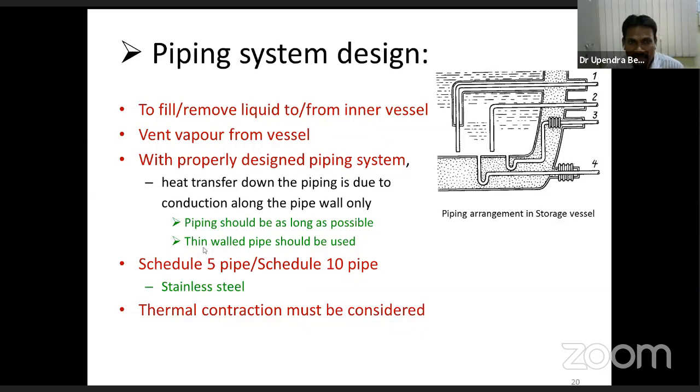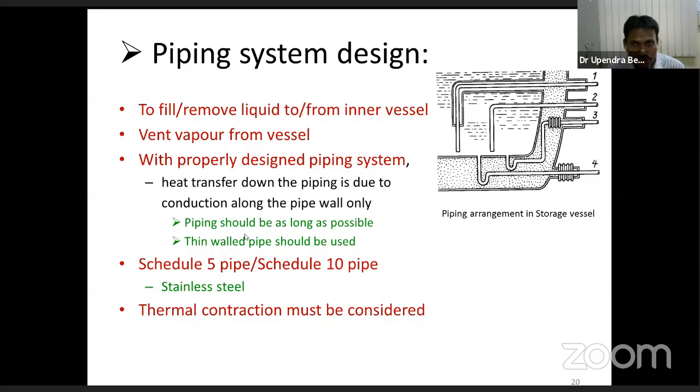And you can see that this piping should be as long as possible so that your heat transfer is minimized, meaning the thermal resistance should be high, and also these should be thin walled pipes so that the cross section comes down and your heat transfer also. The idea is to minimize the heat transfer to the cryogenic fluid.